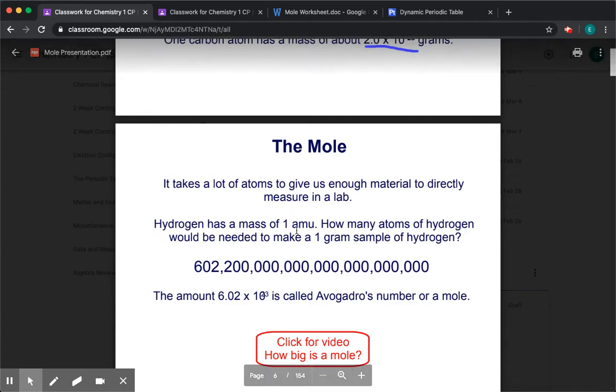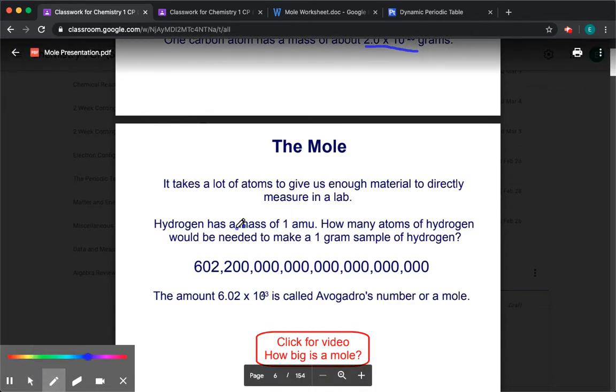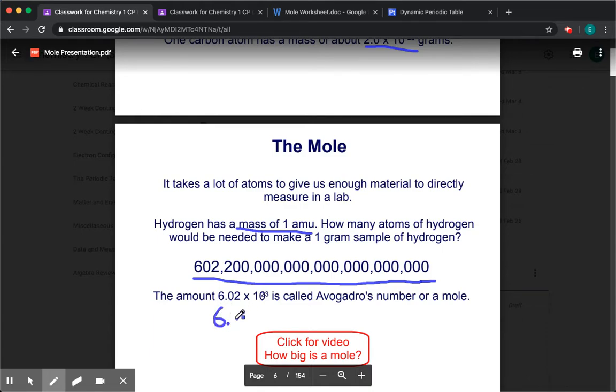So hydrogen has a mass of 1 AMU. Right? We got that from the periodic table. How many atoms would it take to make 1 gram? You need this amount. And this number should be times 10 to the 23, and I'm going to rewrite it. So this number is called Avogadro's number, and it's 6.02 times 10 to the 23. Okay. And if you have Avogadro's number worth of atoms, or a single mole, so this 6.02 times 10 to the 23, this is 1 mole. Okay. So this is what a mole represents.